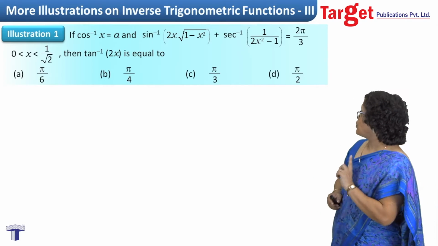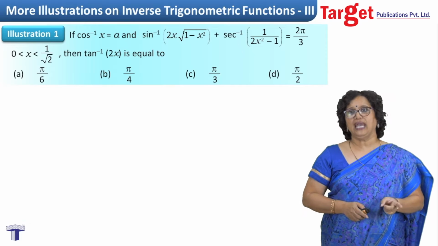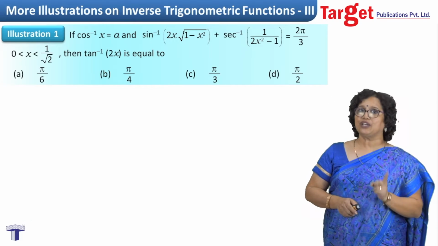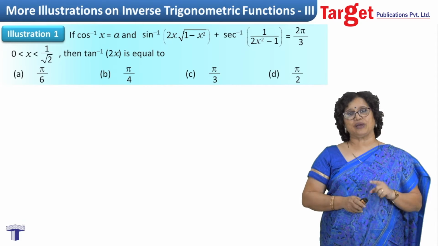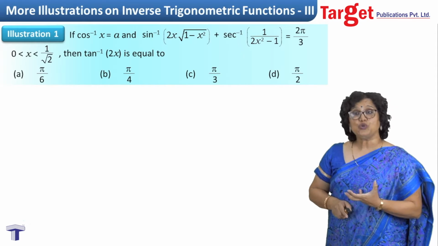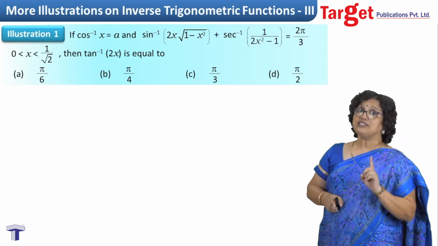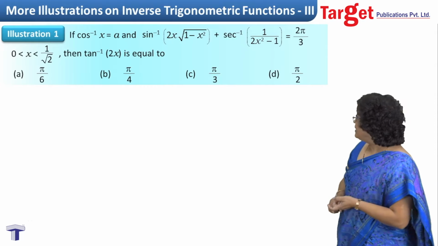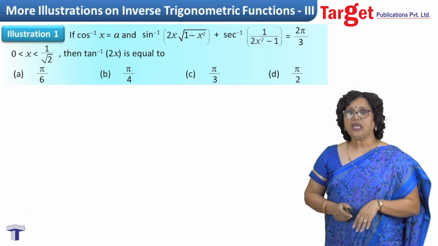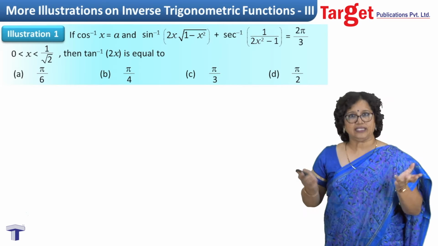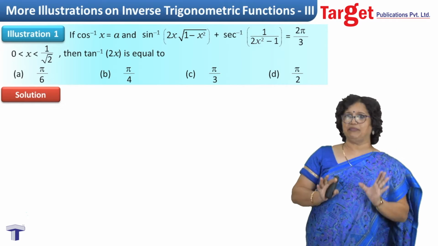And the first one is: if cos inverse x is equal to a, and sine inverse of 2x under root 1 minus x square plus sec inverse of 1 upon 2x square minus 1 is equal to 2 pi by 3, and x lies between 0 and 1 by root 2, then you have to find out tan inverse of 2x. Now, there are so many things given. Let us use them one by one.